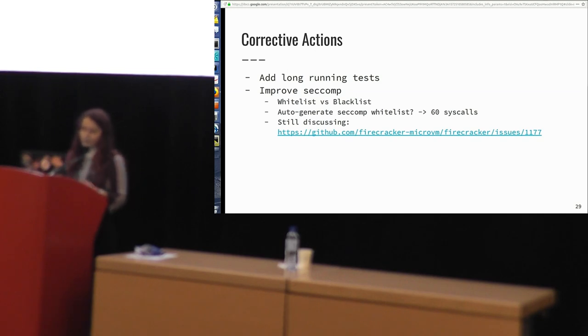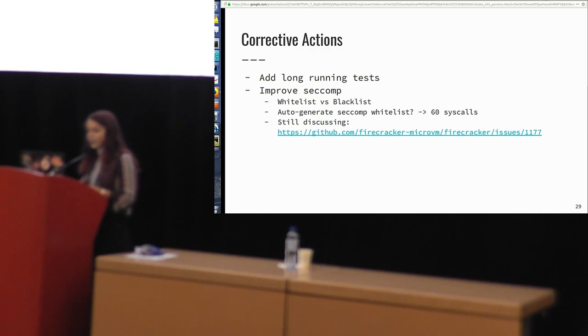And because of this, we started to think about corrective actions. The first thing was we decided to add long-running tests, which are not going to run along with the CI but are sort of nightly testing, because it's much easier this way to spot syscalls that are not whitelisted.